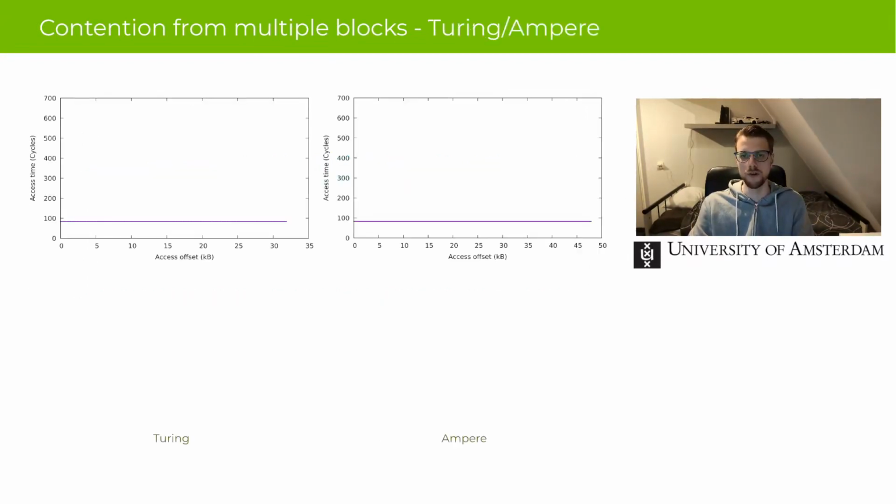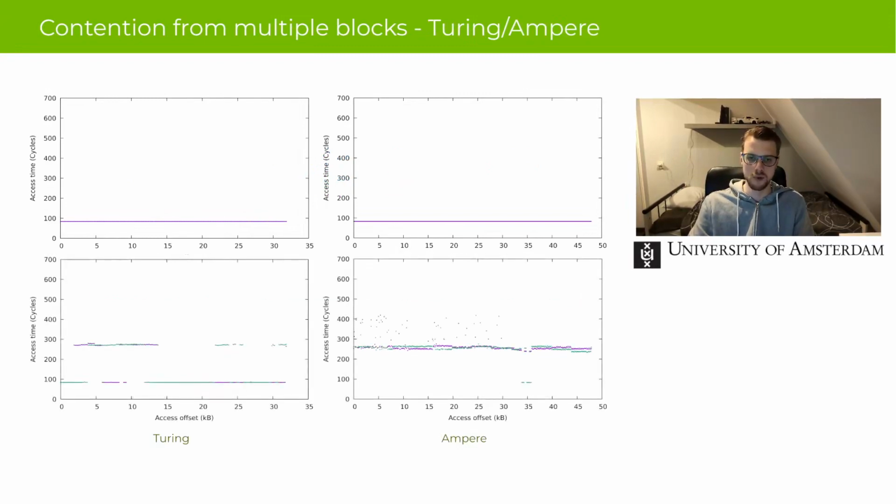Compared to Turing and Ampere, again, we have a baseline of just below 100 cycles. But here, when we introduce a second block, we already start to see a lot of contention and L1 misses.